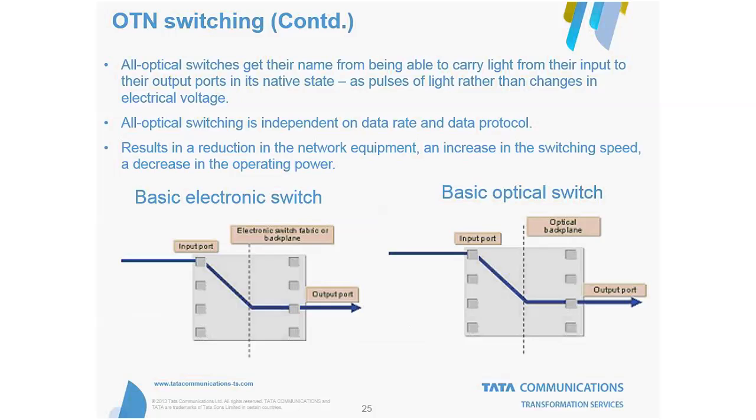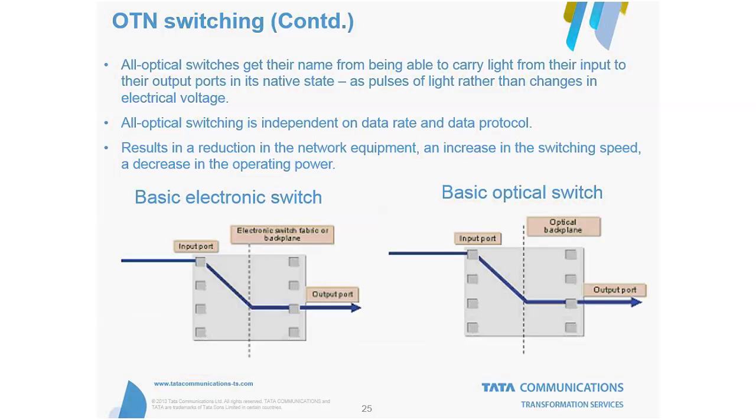All optical switches get their name from being able to carry light input to their output ports in its native state. So it should remain in its native state. At the same time, switching should be possible. Optical switching should be independent of data rate and protocol. It should also reduce the network equipment, increase switching speed and decrease operating power.